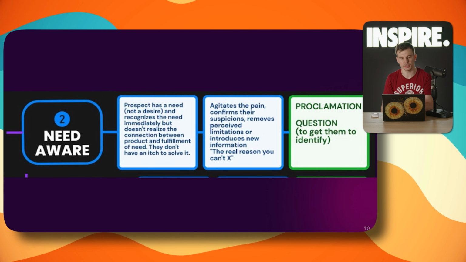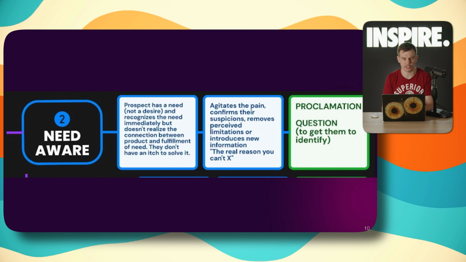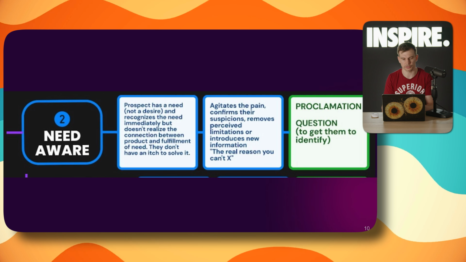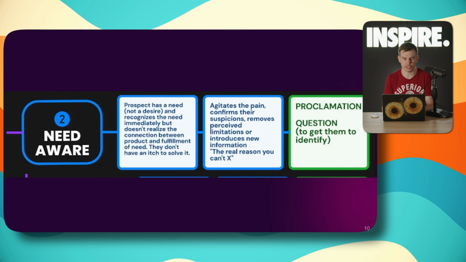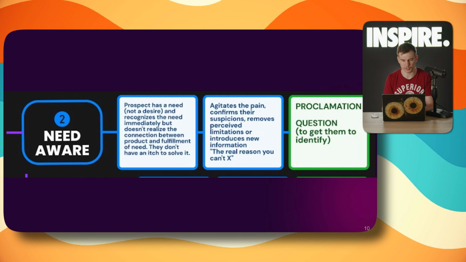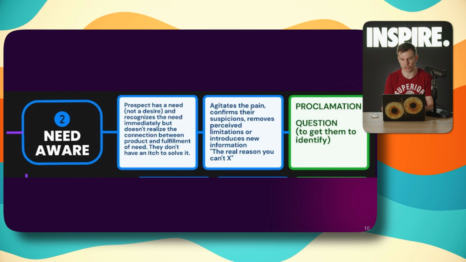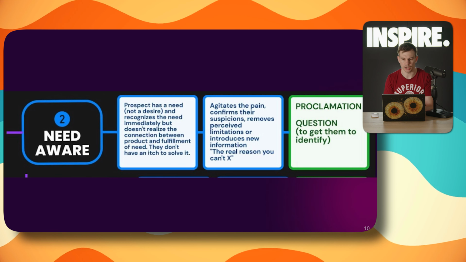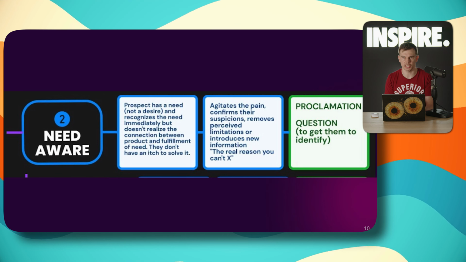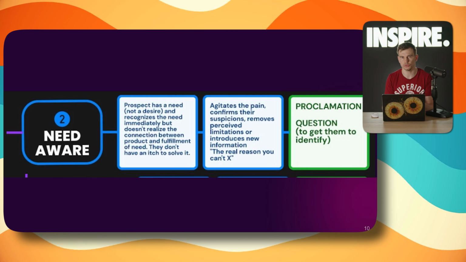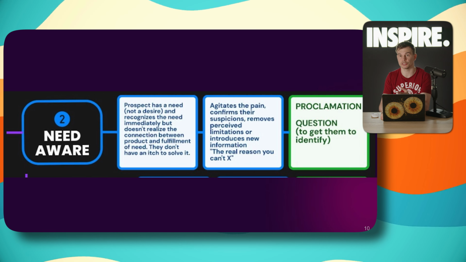The next is need aware. This prospect has a need, not a desire, and recognizes that need immediately, but does not realize the connection between the product and the fulfillment of the need. They don't have an itch to solve. Here you want to agitate the pain, confirm their suspicion, remove their perceived limitation, or introduce new information. A very useful hook is the question hook, which we mentioned, or a proclamation of the real reason why you cannot X. Basically they know that something is bothering them, but they don't know why and they don't know what. This is what gets them to identify, so you can actually sell them the product.